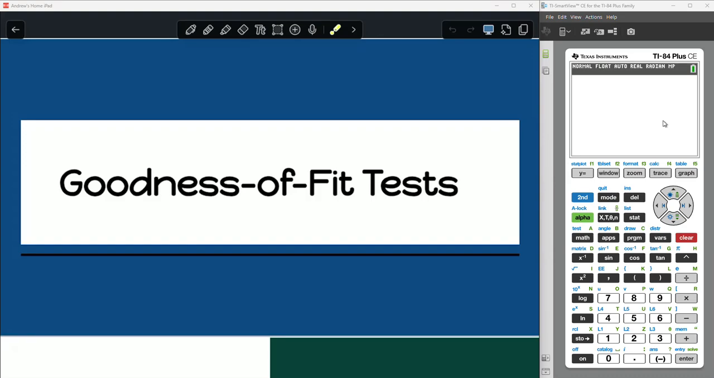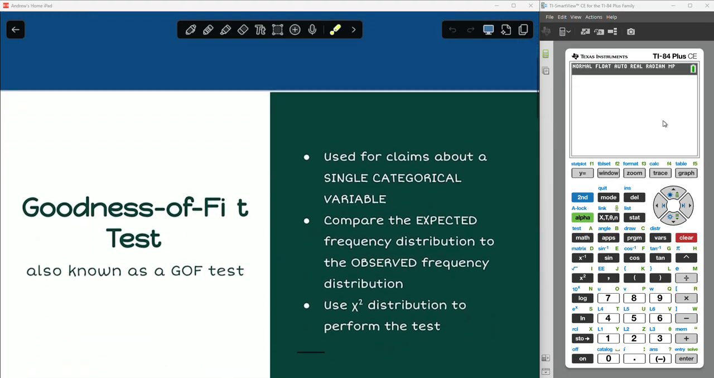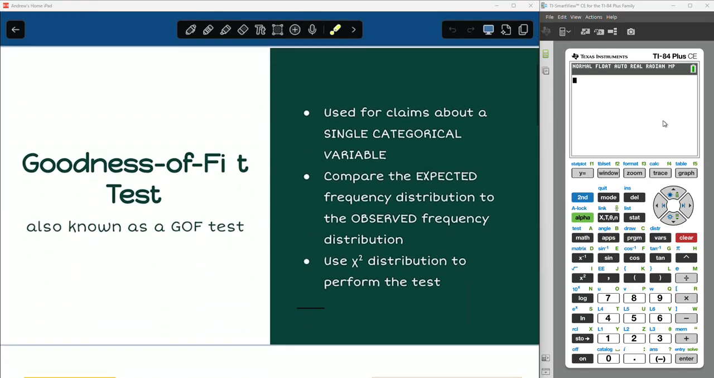In this video, we're going to talk about the first of 3 tests that we can perform on categorical variables. And this test is called a goodness of fit test. A goodness of fit test, commonly called a GOF test, is used for claims about a single categorical variable.